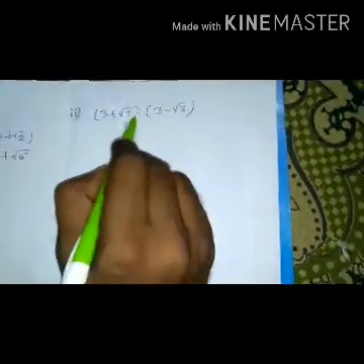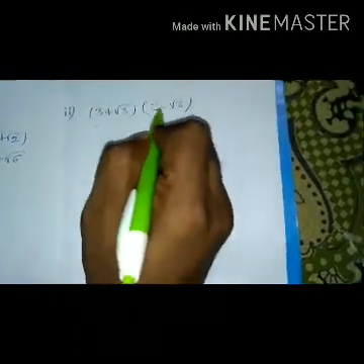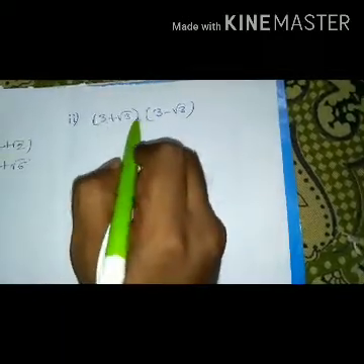Next, 3 plus root 3 into 3 minus root 3. It is in the form of a plus b into a minus b, and we already know that its product is a square minus b square.